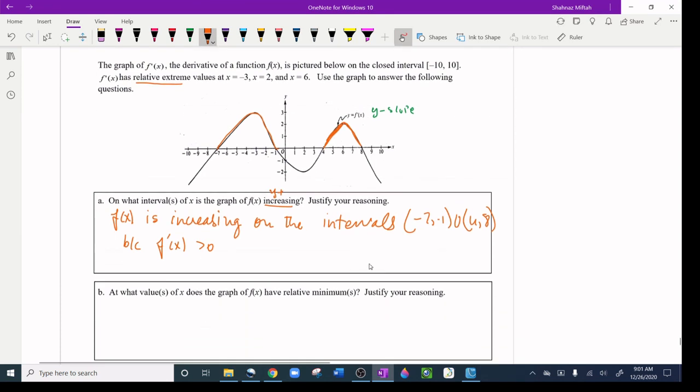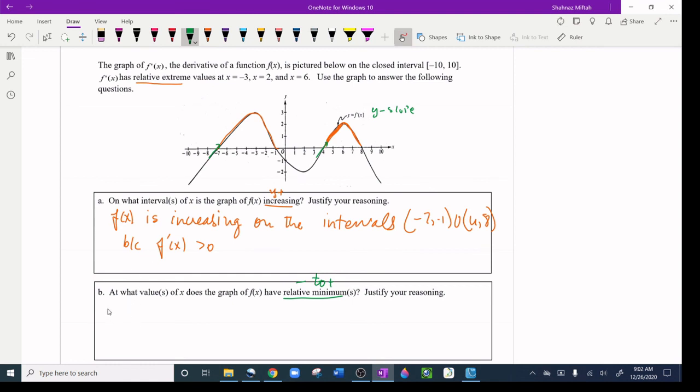Now part B said at what values of x does the graph have a relative minimum? Relative minimum means when we go negative to positive, and since every y value is a slope, all I have to look for is where the graph is passing the x-axis from negative to positive. So this is where I'm going negative to positive, so it's negative 7. This is where I'm going negative to positive at 4. So negative 7 and 4 is my relative minimum.